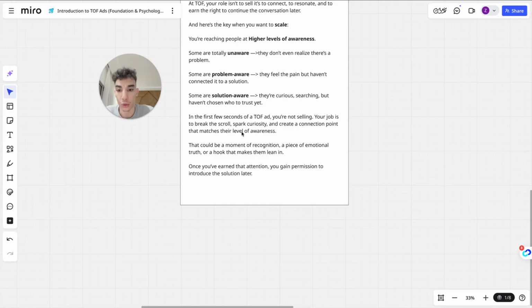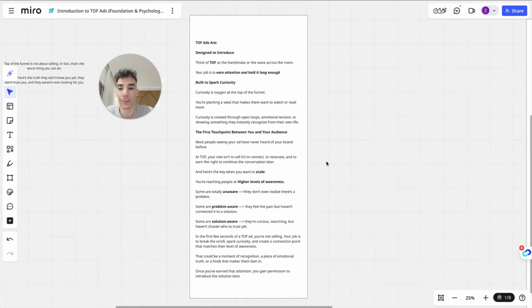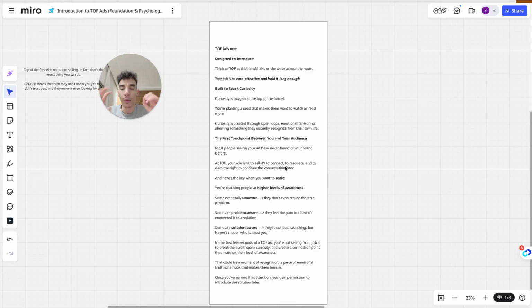Your job is to break the scroll, spark curiosity, and create a connection point that matches their level of awareness. This could be a moment of recognition, a piece of emotional truth, or a hook that makes them lean in. Once you earn that attention, you gain permission to introduce the solution layer. So the whole idea behind top of funnel is grabbing attention in a congruent and aligned way with the data, with the continuity of the message.